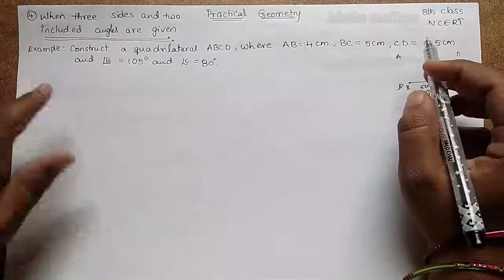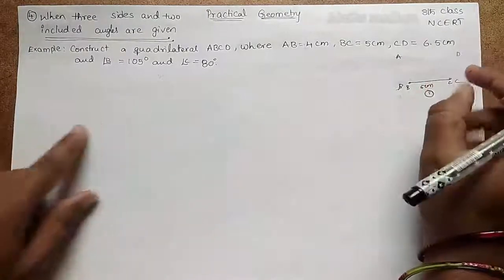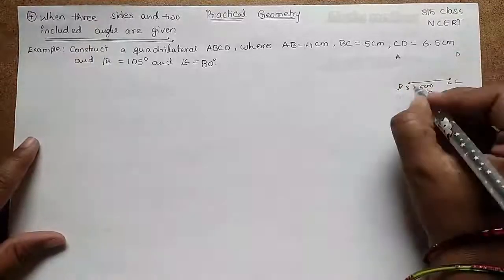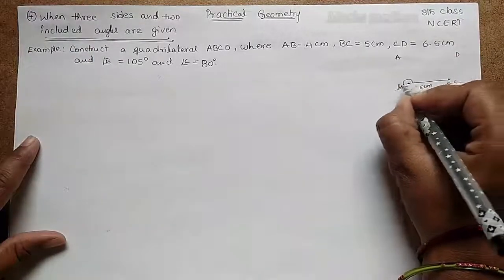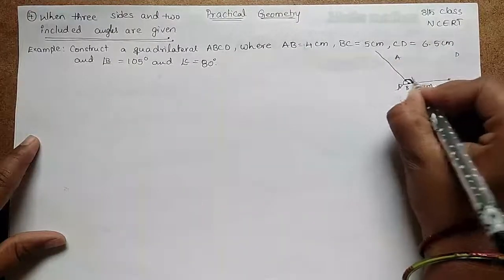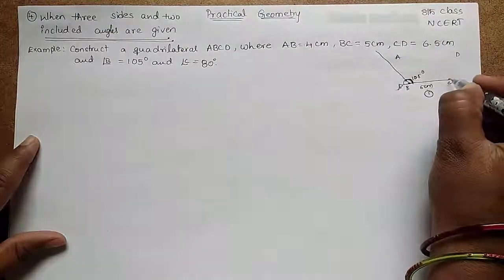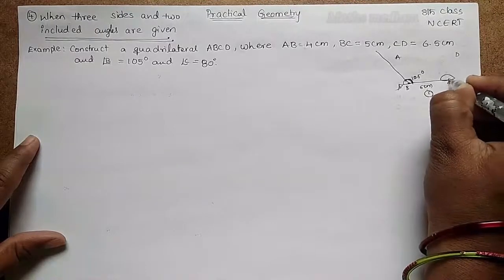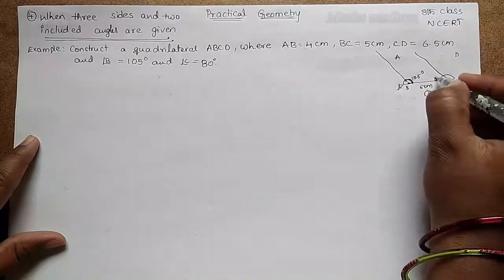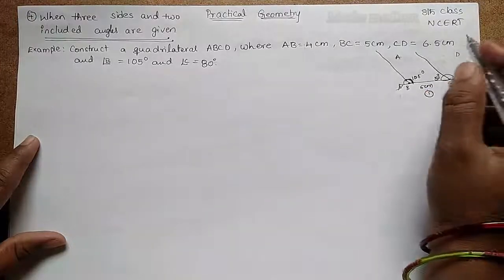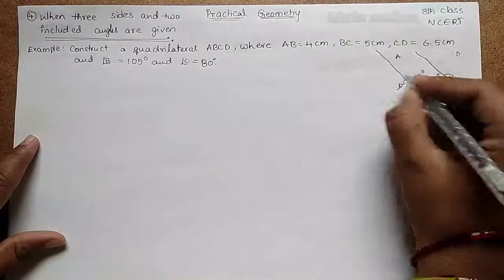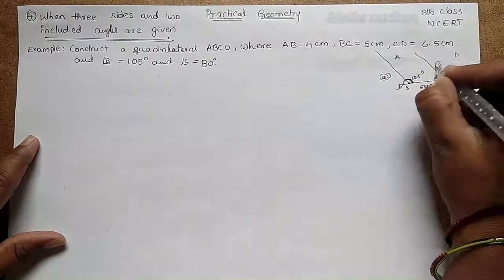Now we have angles at B and angle C. See here we have adjacent angles. Those are included angles also. So at B, put a protractor and make a line at 105 degrees. So this is 105 degrees. Similarly at C, take the protractor and make an angle 80 degrees. So this is 80 degrees. So now we know BC equal 5 centimeters already done. This is step 1, this is step 2 and this is step 3.